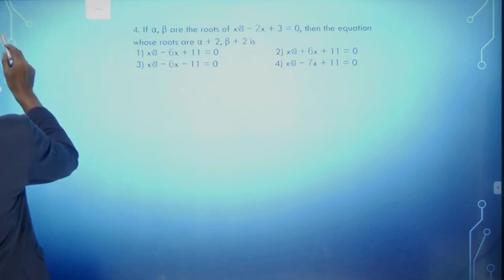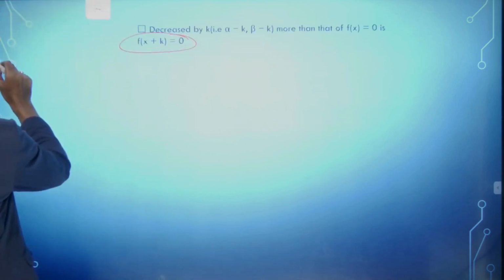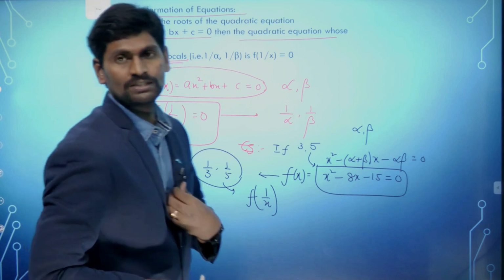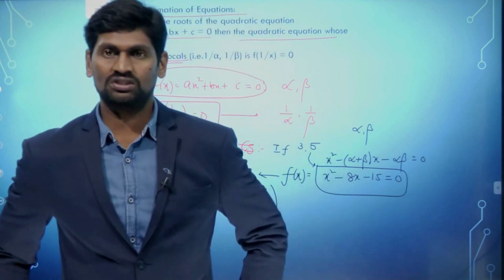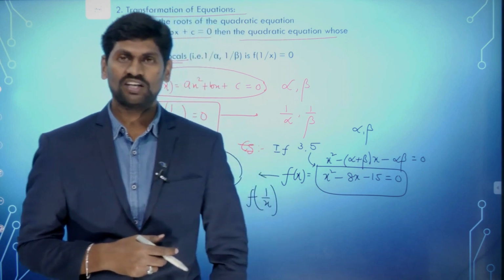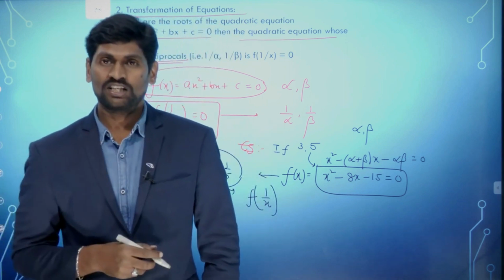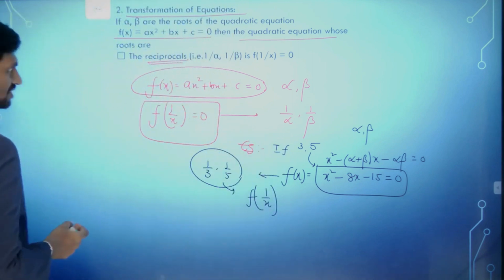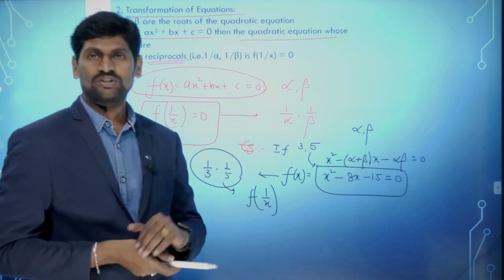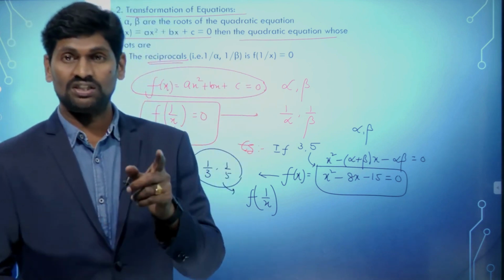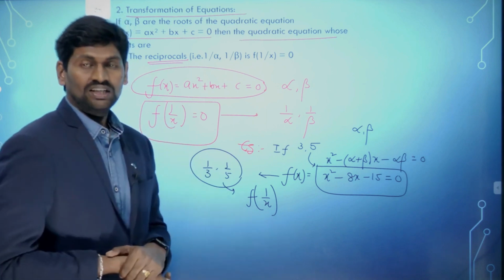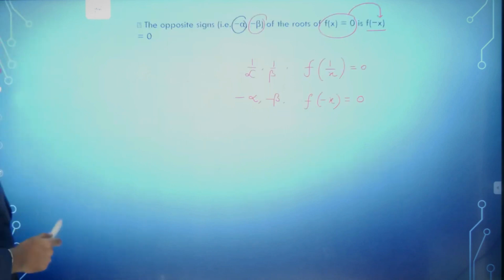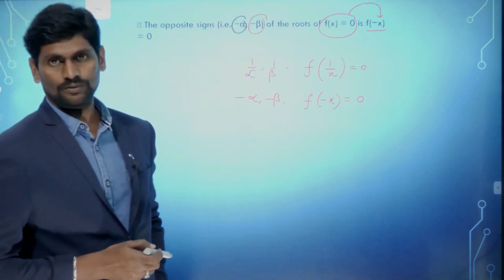Once revise. Yeah. So mainly, you remember this. If a plus b plus c equals 0, then what are the roots? 1 and c by a. 1 and c by a. If a minus b plus c equals 0, then minus 1 and minus c by a. And transformations: 1 by alpha, 1 by beta are roots, then the required quadratic equation is f of 1 by x. Same way, minus alpha, minus beta are roots, f of minus x equals 0.